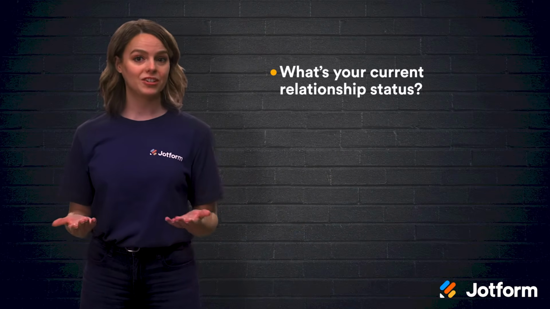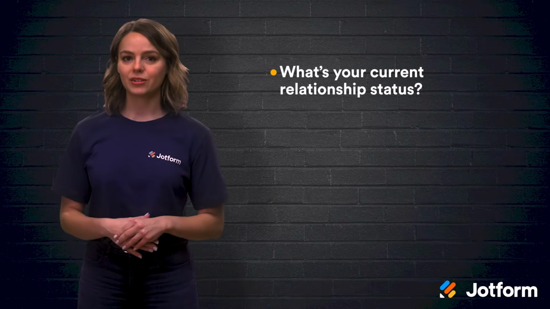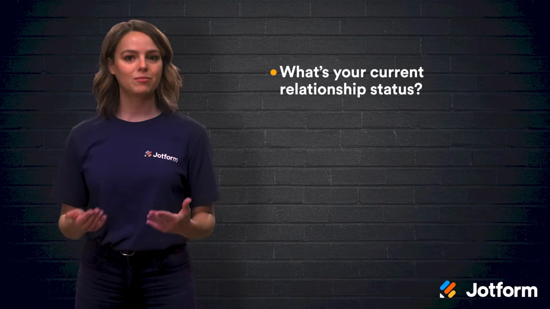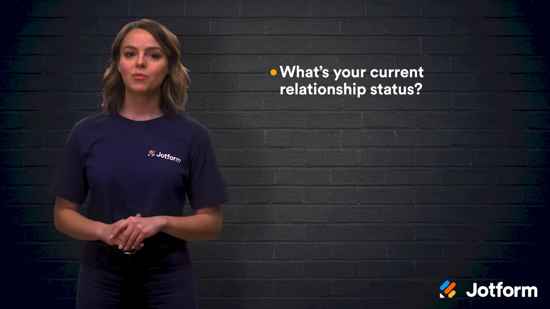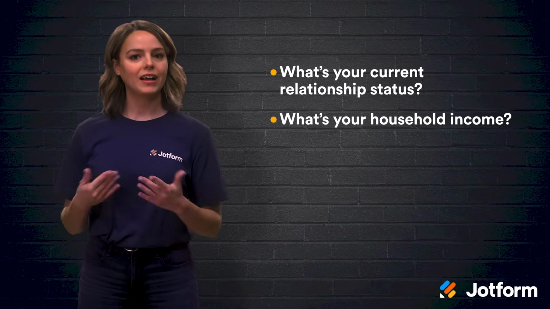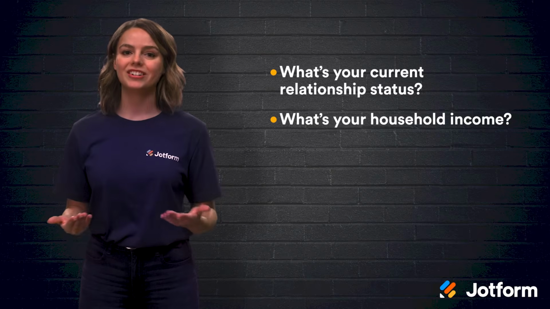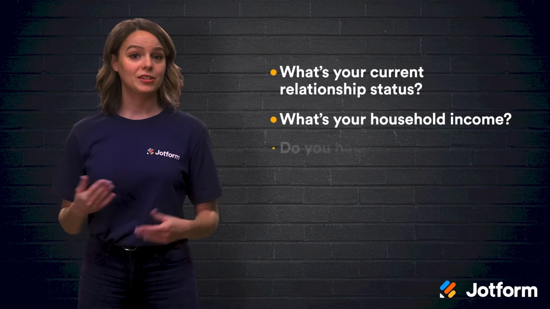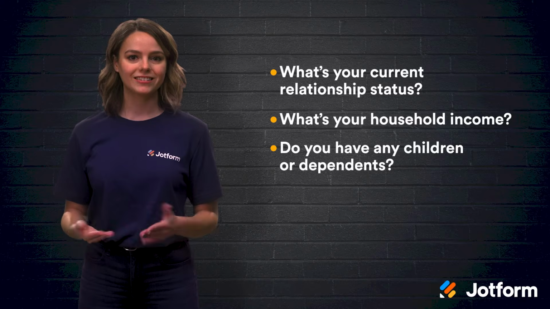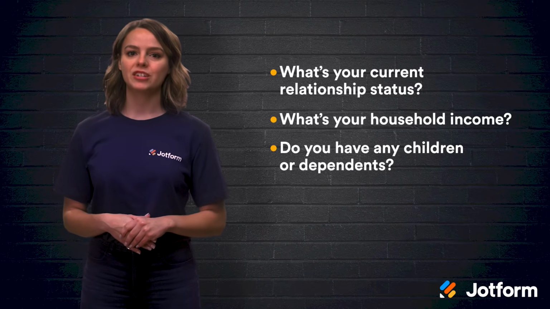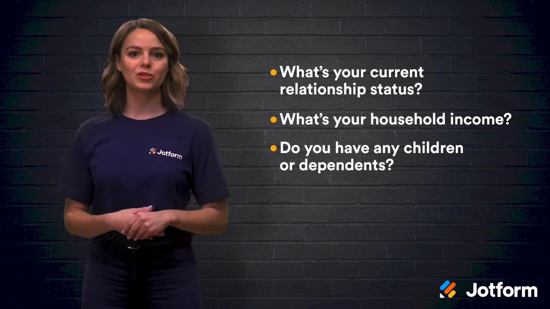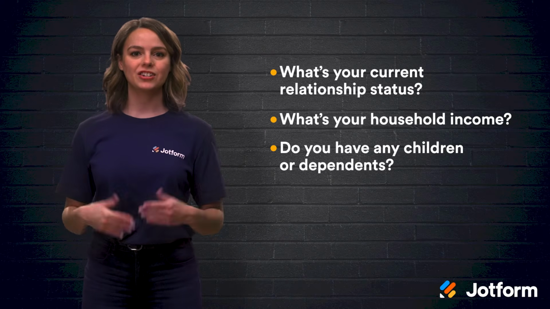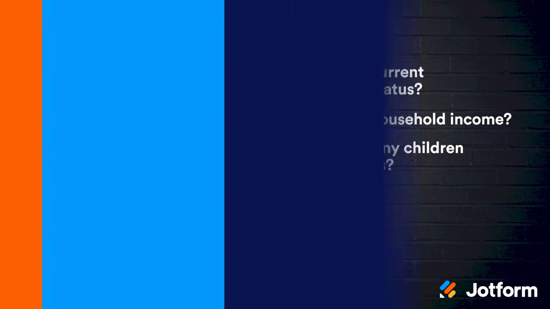What's your current relationship status? Be sure to include a variety of options, like married, separated, or in a domestic partnership. What's your household income? Provide salary ranges to make this question easier to answer. Do you have any children or dependents? Simply provide a space for the user to select yes or no, alongside a space where they can choose to add more information, such as the number of children they have.